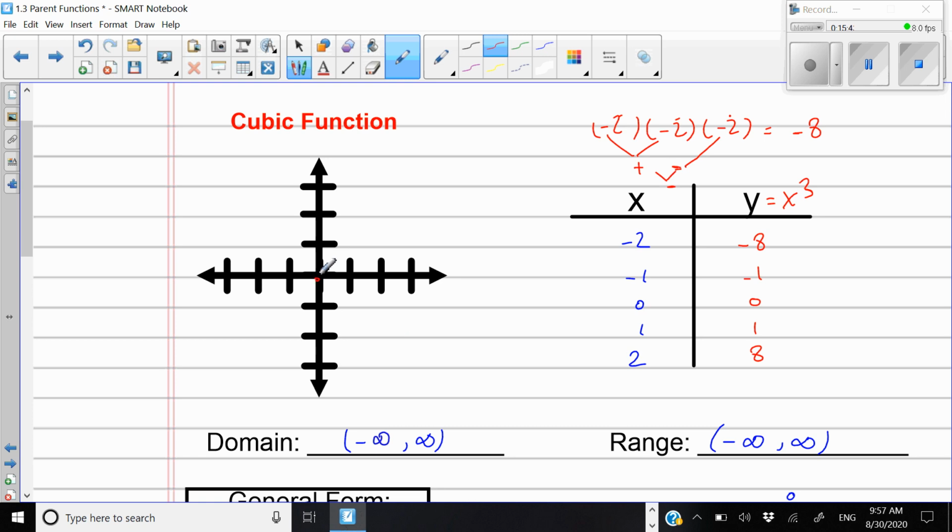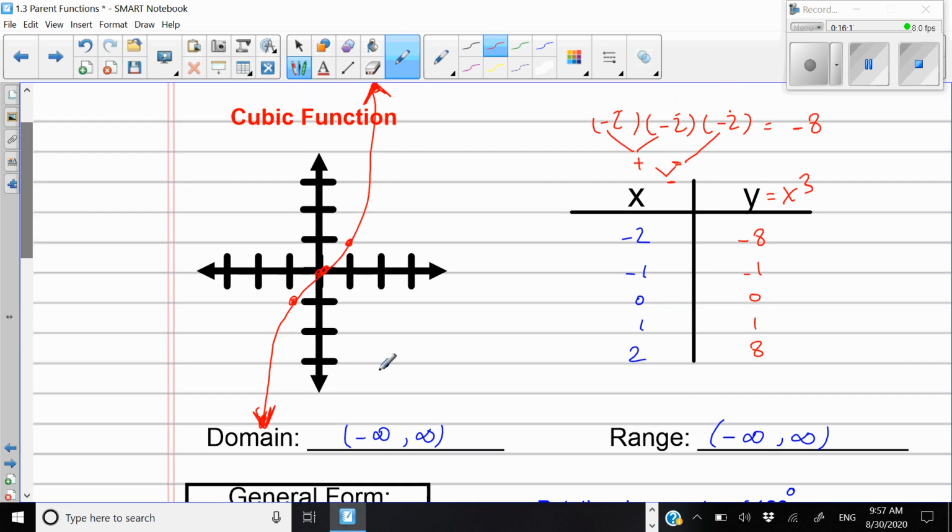So the points are 0, 0, 1 and 1, 2 and 8. Let's say it's some point like up here, 2 and 8, -1 and -1, -2 and -8. Again, let's say it's a point like here. Now I'm going to connect these together, and this will be the graph of my function. I put arrows here to show that it's going to continue from both sides.